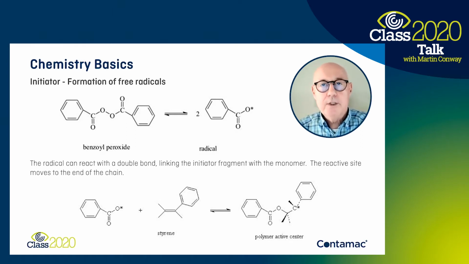One form of initiator is benzyl peroxide, and we can see that here. When heat is added to this molecule, the oxygen to oxygen bond is broken, forming a free radical. This radical can then react with the double bond of the monomer chain, linking the initiator fragment to the monomer. The reactive site moves to the end of the chain and the whole process continues.